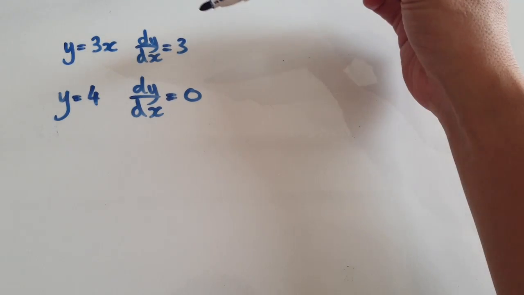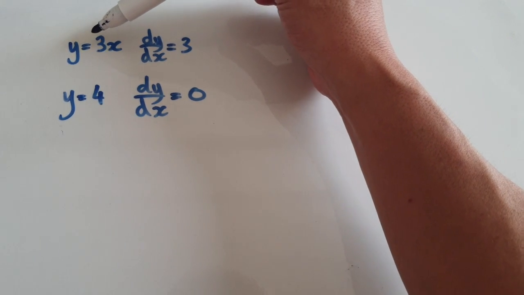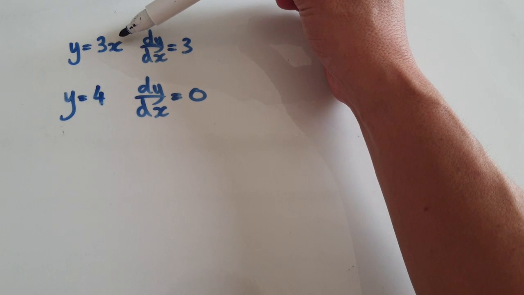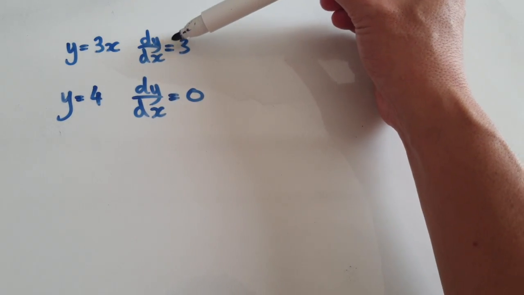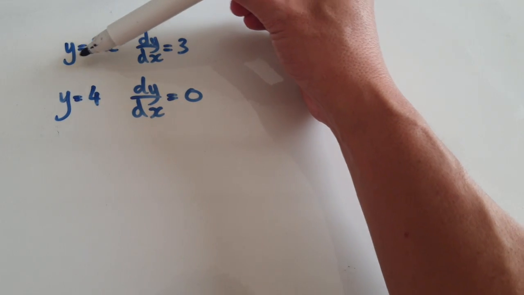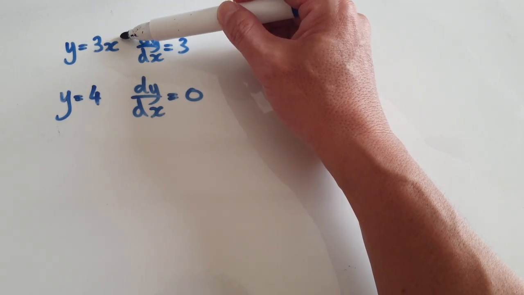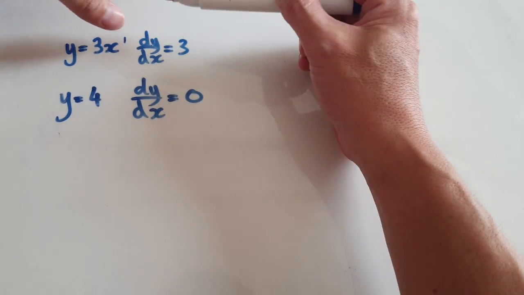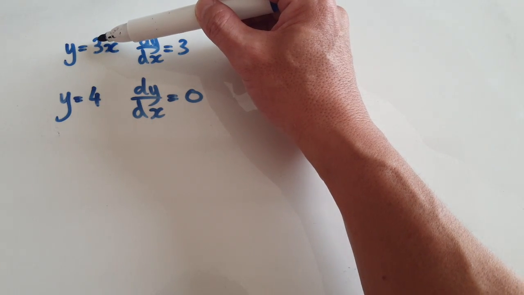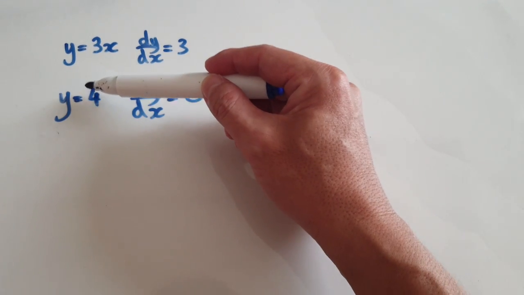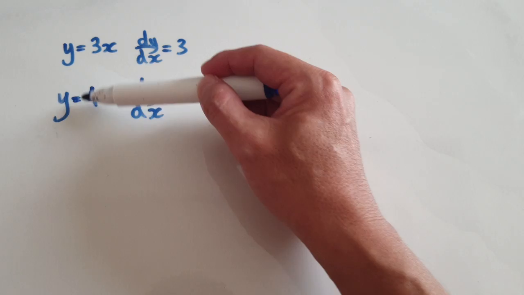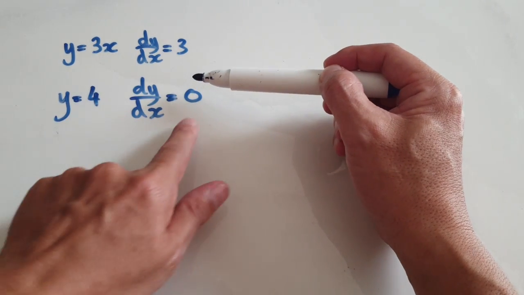In this video, I'm going to explain why it is that when you differentiate y equals 3 to the power of x, dy by dx equals 3. It's just simply the number in front of the x when you have 3x to the power of 1. So when you differentiate this, it's really just the number in front of the x. And why is it that when you differentiate a constant, the gradient becomes 0?